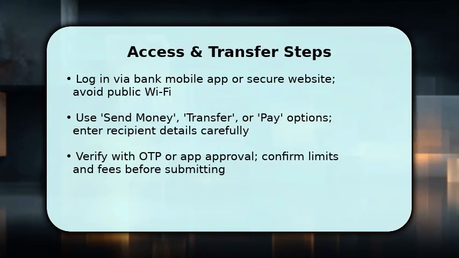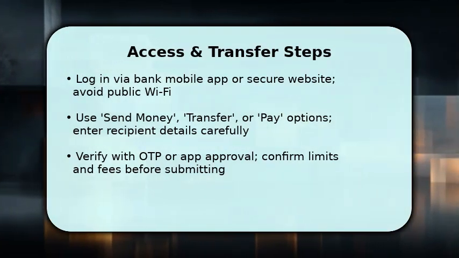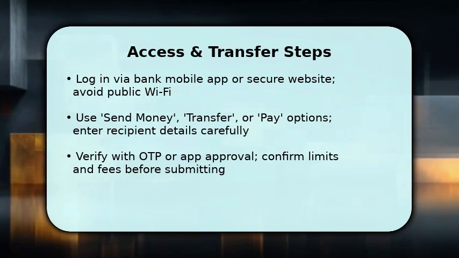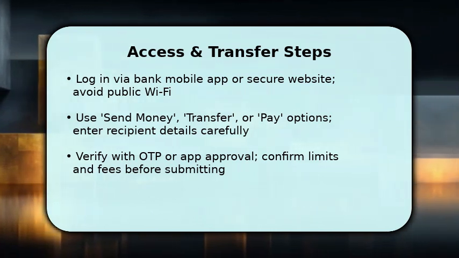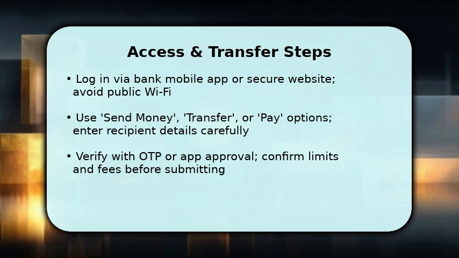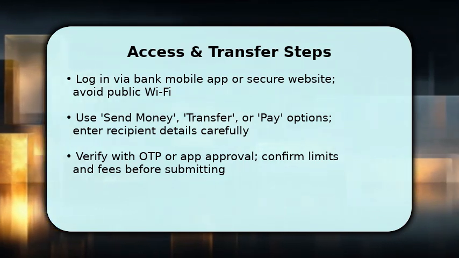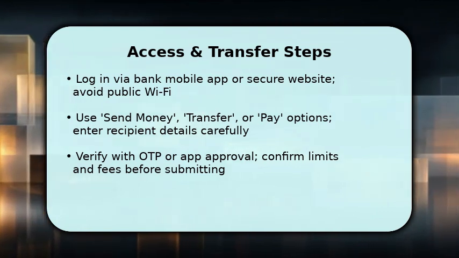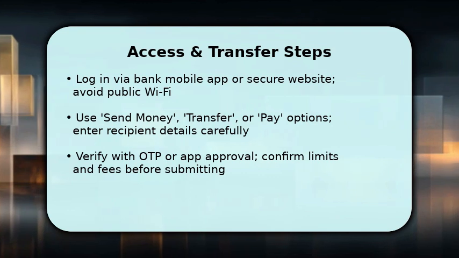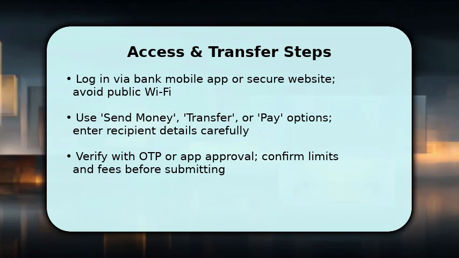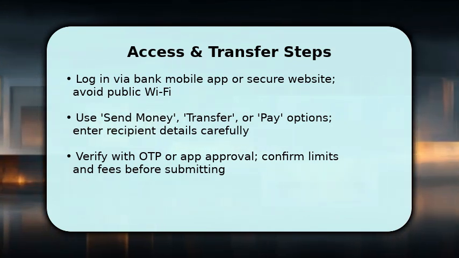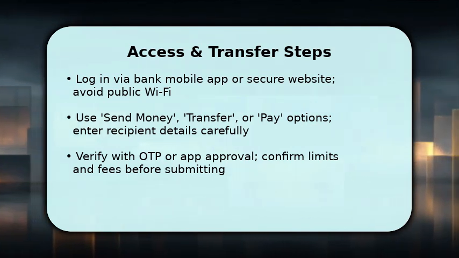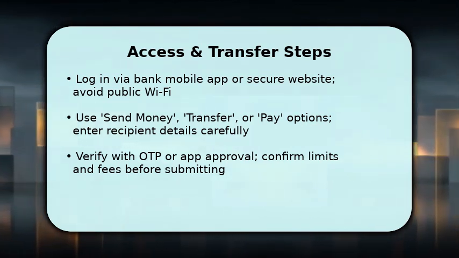Open your bank's official app or website and sign in using the credentials and the second factor you set up. Once authenticated, choose the transfer or pay function, select beneficiary, add IFSC/account, or scan QR where available, and enter the exact amount. Before you submit, check daily limits and any fees displayed. Approve the payment using the OTP or in-app confirmation prompt. Keep receipts or transaction ID. They help trace payments if something needs fixing later.